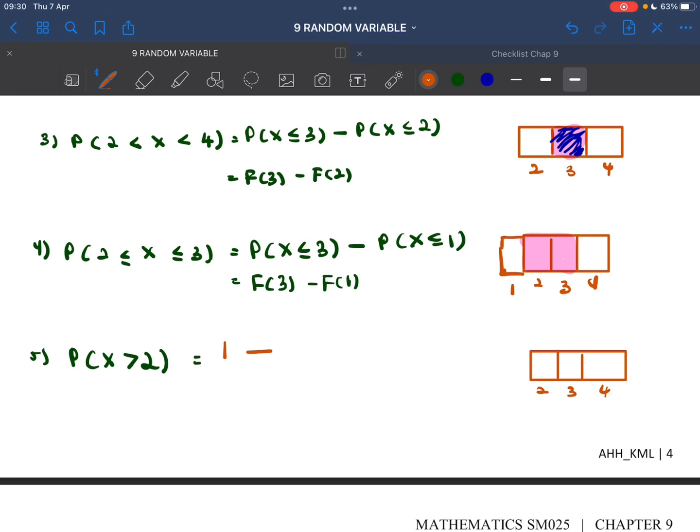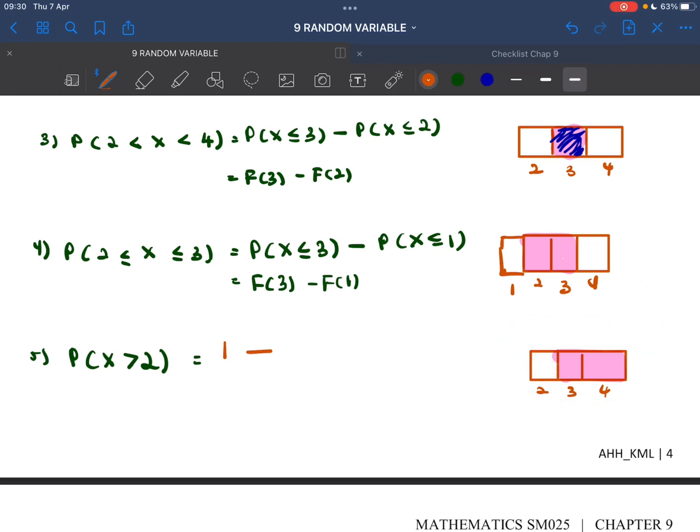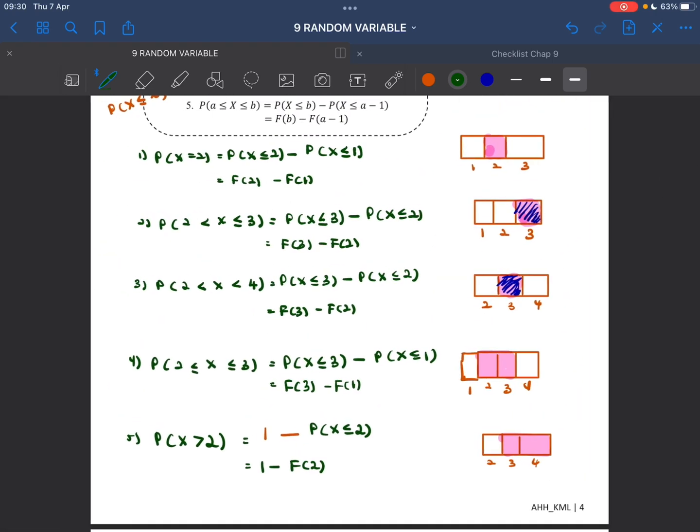So X greater than 2, which is 2 is not included. That means 3, 4, 5 and above. Remember we want X less than or equal. So what we are going to do is take everything, which is the total probability, 1, minus what we don't want here, which is the white color one, P(X ≤ 2). So total is 1 minus P(X ≤ 2). You get 1 minus F(2). Alright, so that is how we are going to find the probability for cumulative distribution function.